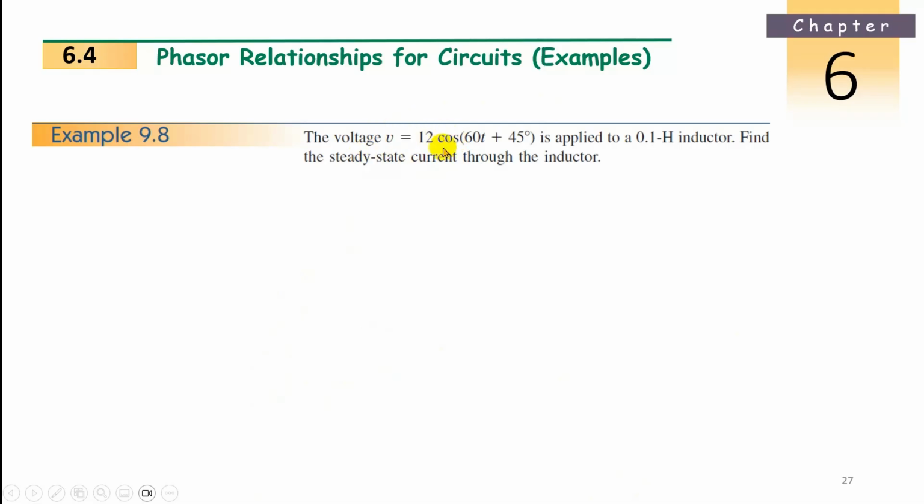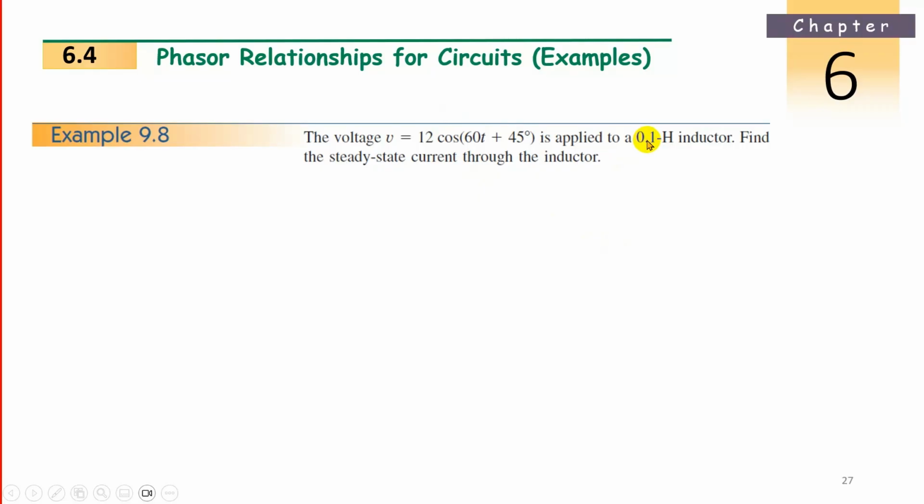V is equal to 12 cos 60 t plus 45 degrees. Convert this into phasor. V is nothing but Vm at an angle 45 degrees. Vm at an angle phi. So it becomes 12 at an angle 45 degrees, which is nothing but your capital V. Capital V is nothing but Vm at an angle phi. So what is Vm? 12. Phi is nothing but 45. This is capital V. Now what is L?